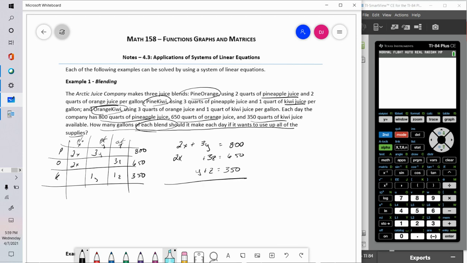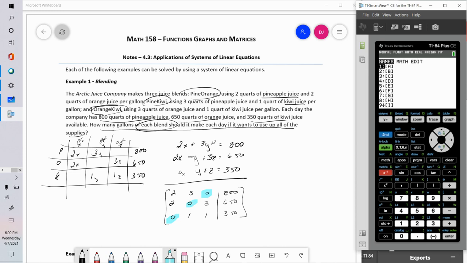And there's my system. I can write an augmented matrix: 2, 3, 0, 800. Don't forget the zeros. 2, 0, 3, 650, and 0, 1, 1, 350. Right, because there's 0z here, and there's 0y here, and there's 0x here. So don't forget to put those zeros into your matrix. Okay, so those are necessary.